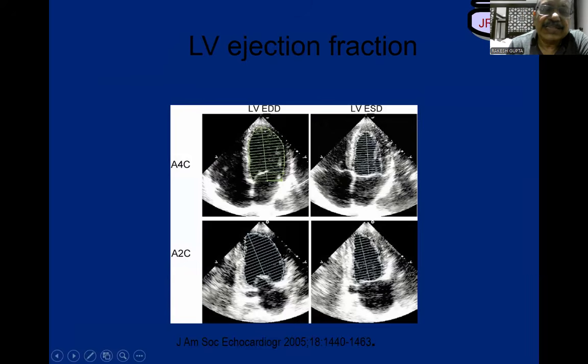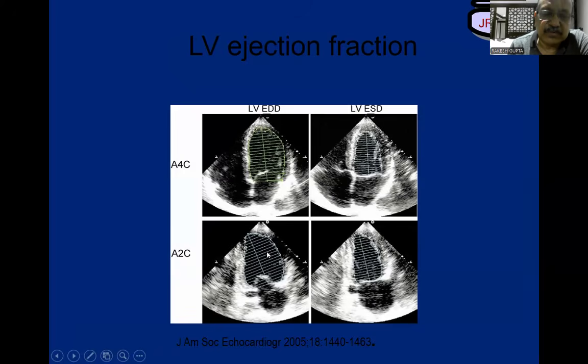We go to end diastole or beginning of systole, take the maximum dimensions, look at the mitral valve, which is just about to close down. So we start with the annulus, the medial annulus, trace the endocardial border, come back to the lateral annulus, and the machine joins by itself. Then go to end systole and do the same thing. It'll give you the four-chamber ejection fractions.